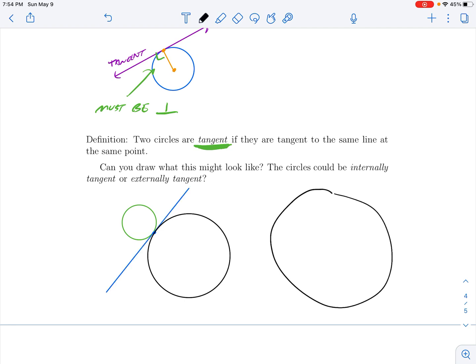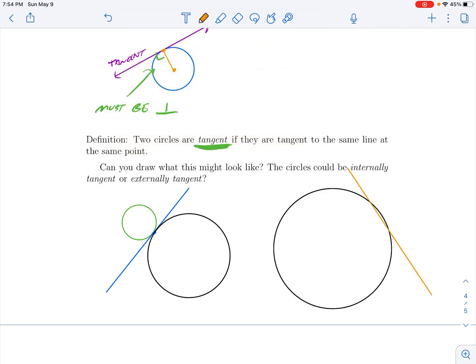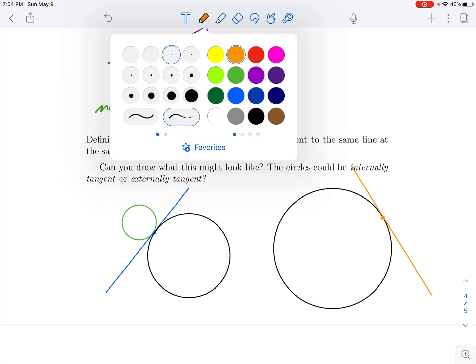Another situation is I could have a circle like so. Here's my tangent line and my point of tangency. And then maybe my second circle looks something like so.